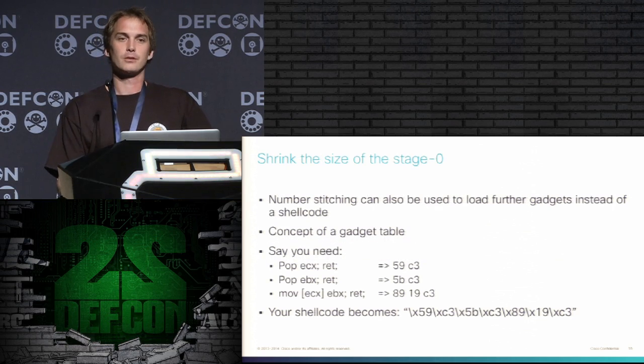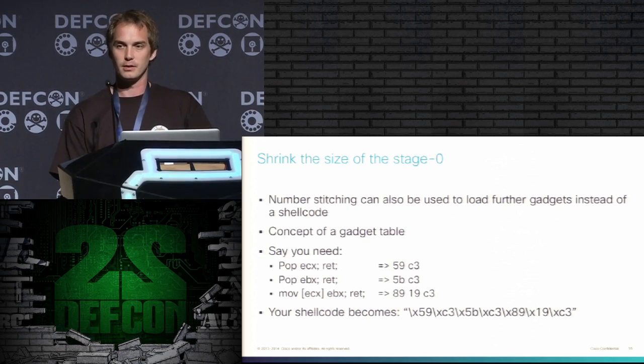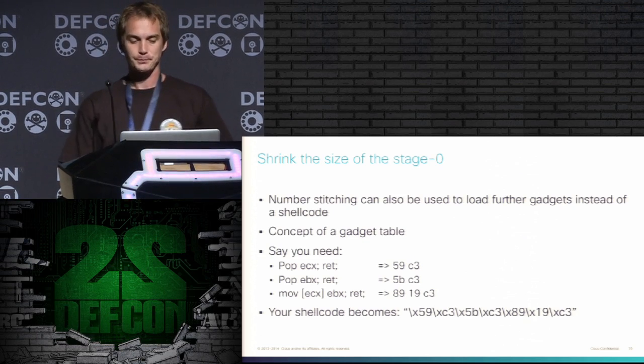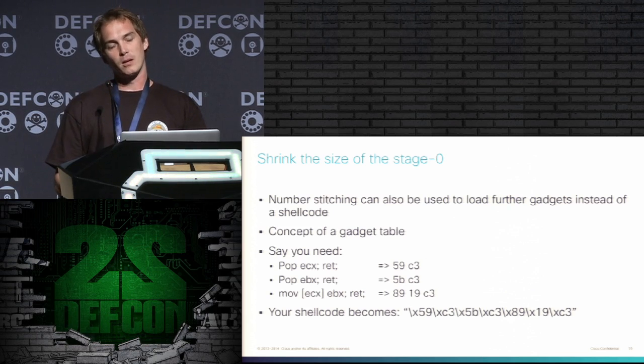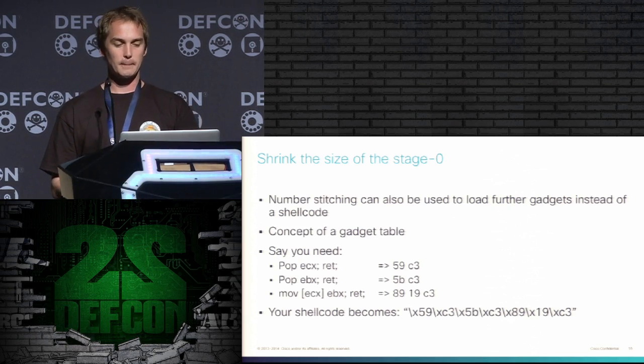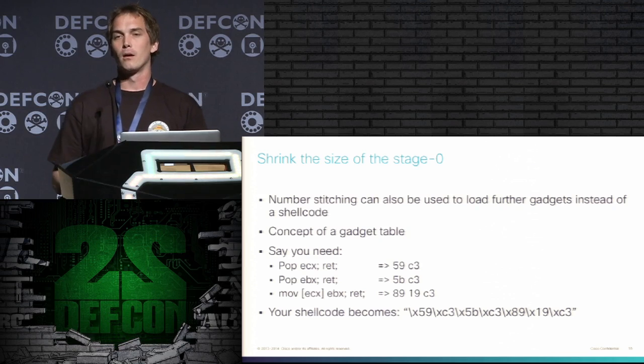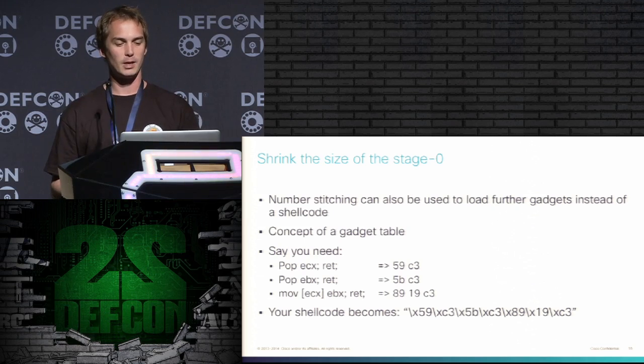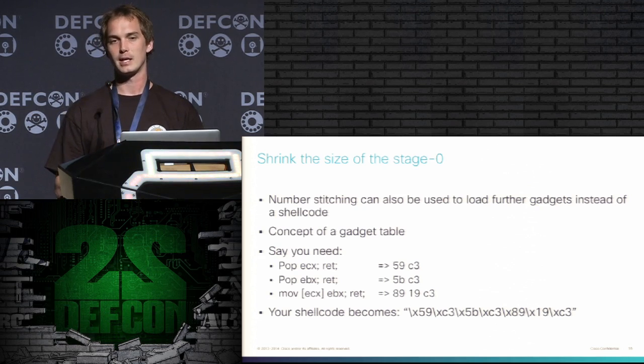So now I tried to take an approach to shrink the size, basically, of the stage 0. One approach was that instead of loading the whole shellcode in memory, I could create some kind of gadget table at the location I wanted. Instead of taking the whole shellcode, which is a big number of bytes, and ditching it there, I can load a bunch of additional gadgets and use that as a table to further continue my exploit.